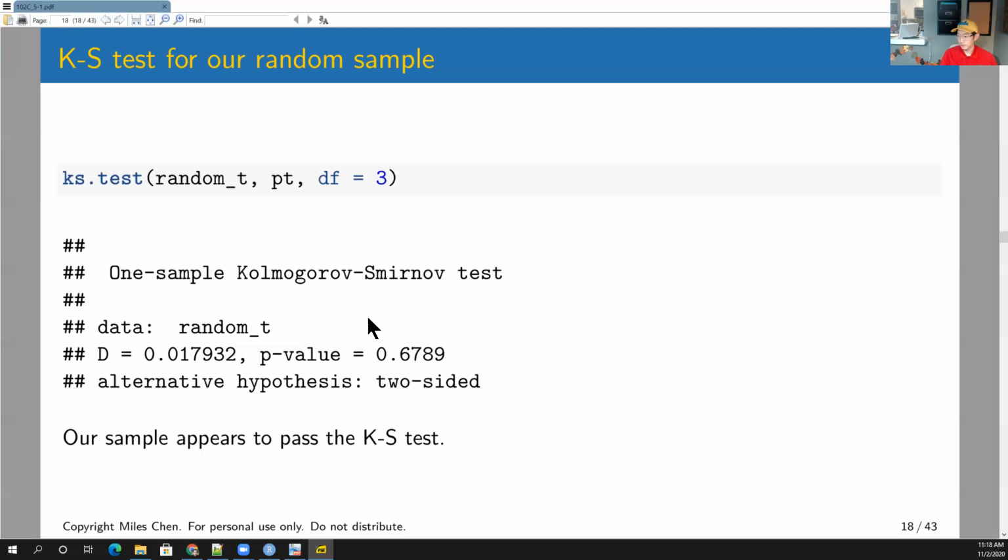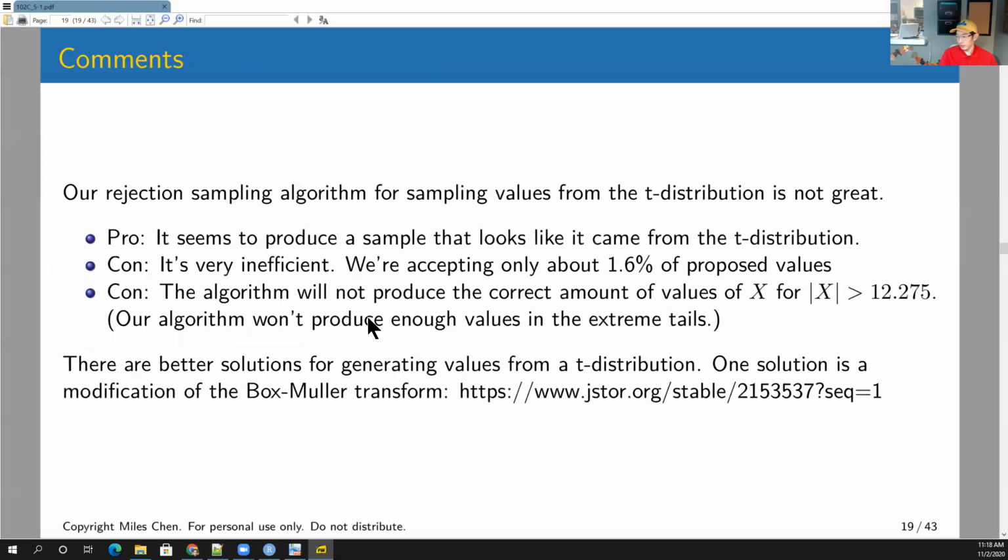All right, just a few comments. So it does work. It seems like the values do look like they come from the t distribution. So that's a pro. But arguments against, the cons: it's very inefficient. We're accepting only around 1.6% of the proposed values. And it also doesn't work when x is greater than 12.275.